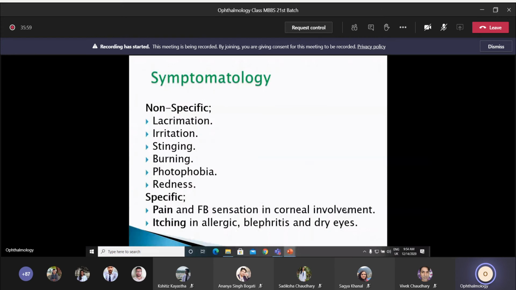And the specific symptoms are pain and foreign body sensation, but more than the foreign body sensation, the pain, you'll have to remember that the cornea is involved. Okay, so in a case of conjunctivitis, usually it's a painless condition, there'll be no pain. However, if the patient complains of some amount of pain, then you'll have to look for corneal involvement. Okay, there can be some amount of peripheral keratitis, involvement of the cornea in the peripheral part.